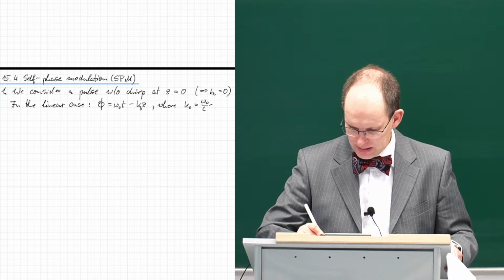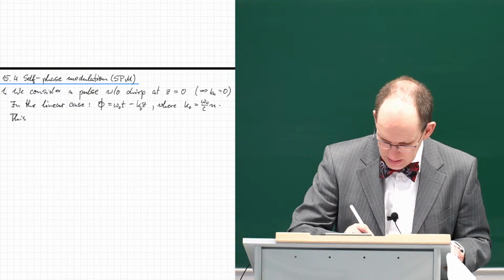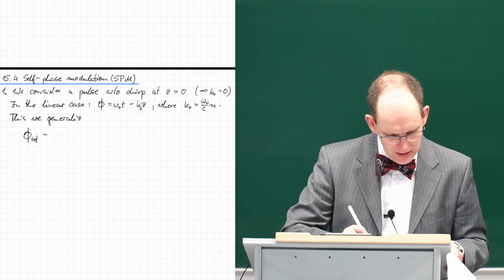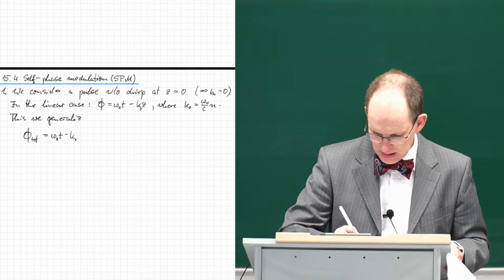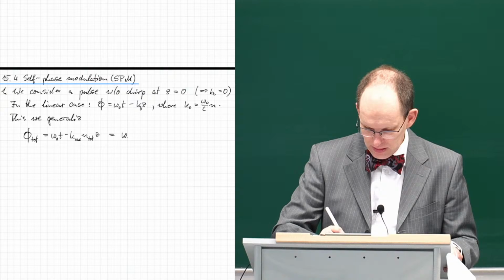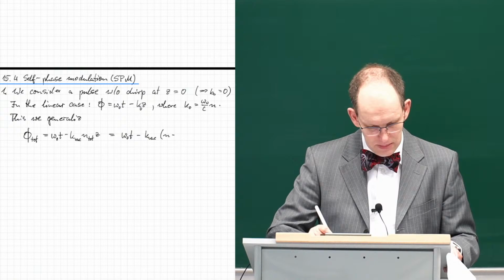So in this, we generalize, and then we have the total phase, which is omega naught times t minus k in vacuum times the total refractive index times z. And of course, now you can write this as n plus delta n times z.